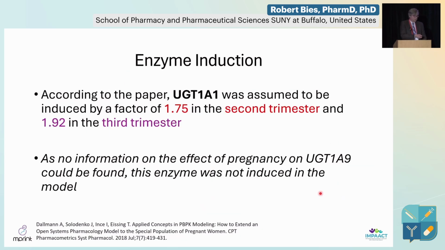And Dahlmann's group as well evaluated changes in metabolizing enzymes, and here we have the UGT1A1 change that was assumed to be induced by a factor of 1.75 in the second trimester and 1.92 in the third trimester based on previously published information. So we could incorporate this directly and get elimination rate. At the time we implemented this, there wasn't information on the effect of pregnancy on UGT1A9, so we did not do a virtual induction in this particular model.